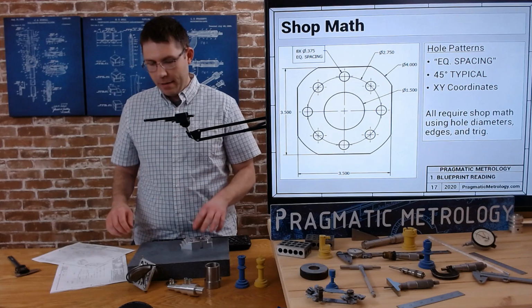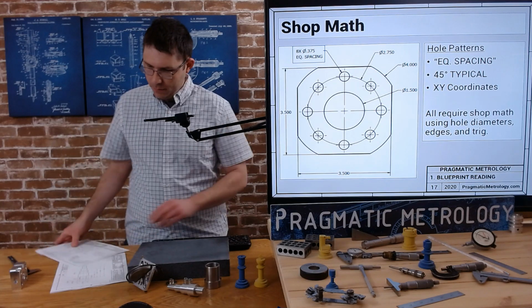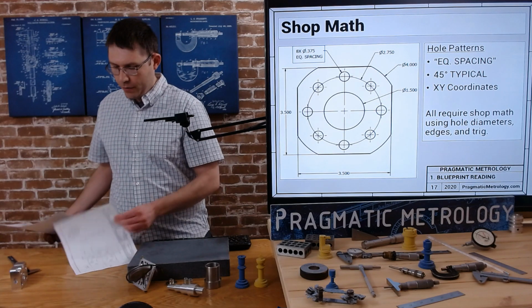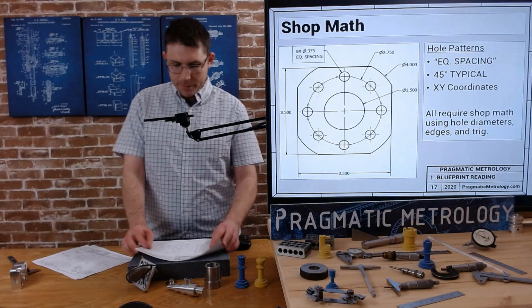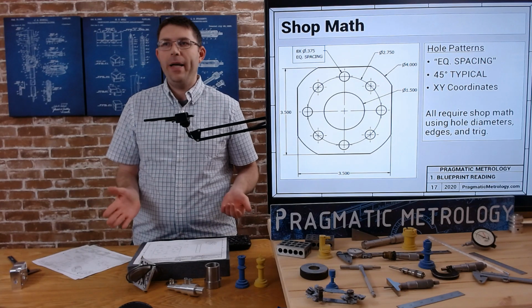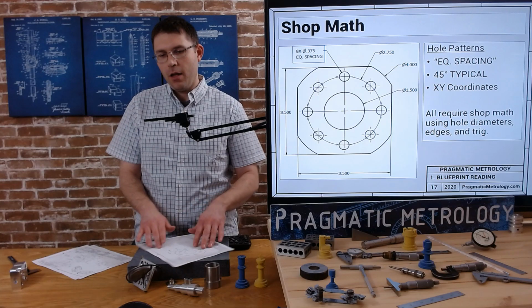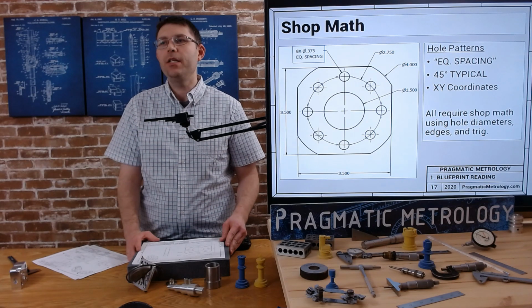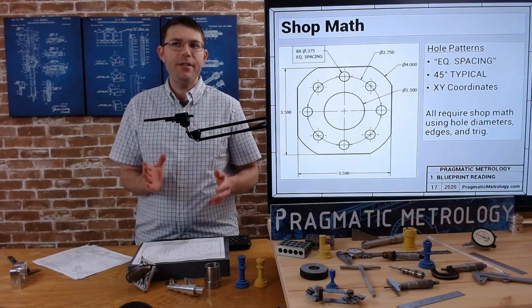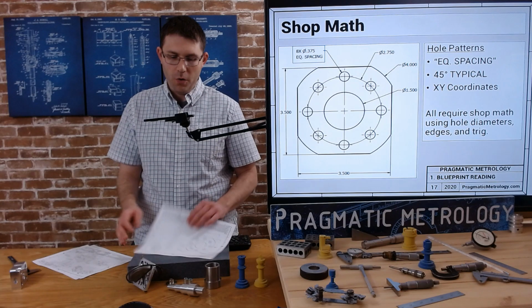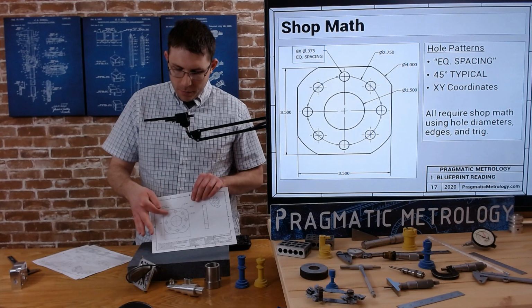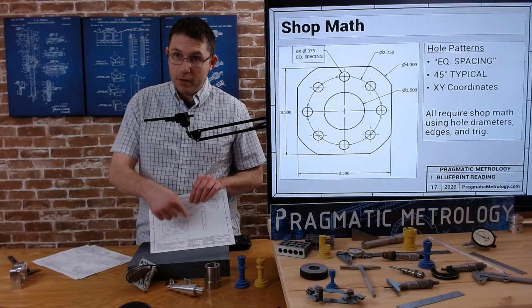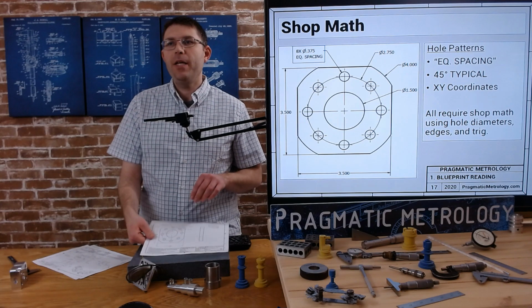Here's another example. I don't have this part. I do have the print. So when you're looking at hole patterns, what you're going to see a lot of the time is some sort of equal spacing between the holes. So here to here to here to here, all these 8 holes, they want them equally spaced.